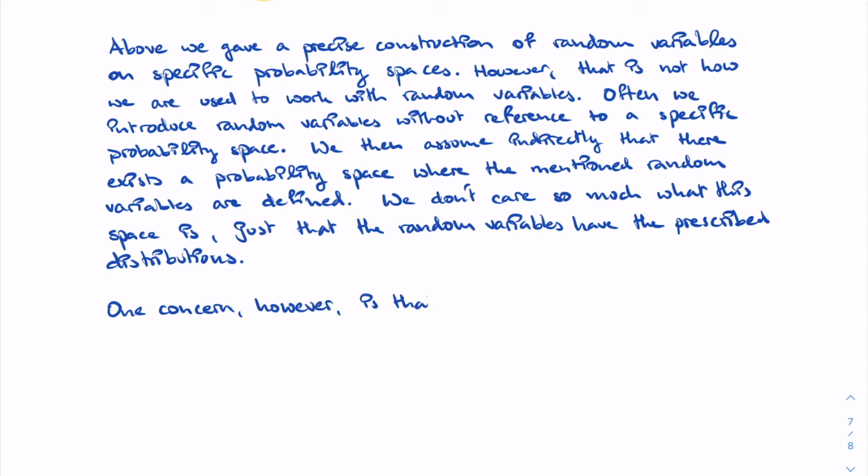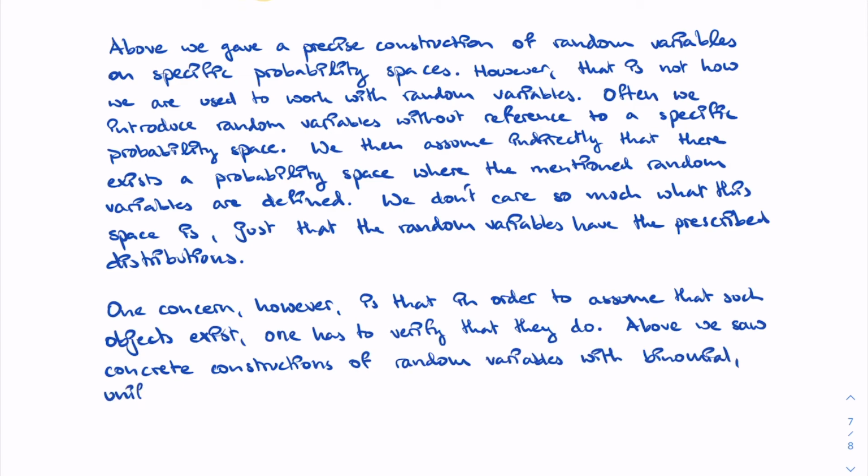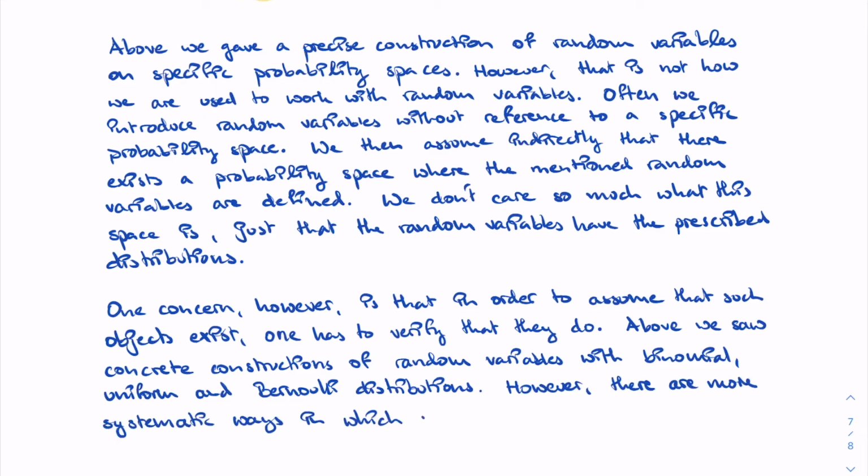One concern, however, is that in order to assume that such objects exist, one has to verify that they do. Above we saw concrete constructions of random variables with binomial, uniform, and Bernoulli distributions. However, there are more systematic ways in which random variables with a prescribed distribution may be constructed.